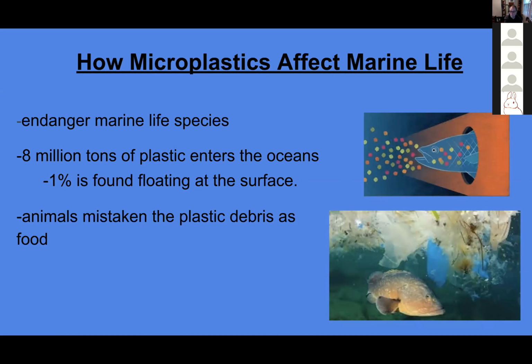According to a Woods Hole Oceanographic 2015 study, roughly 8 million tons of plastic enter the world's oceans each year, yet only 1% is found floating at the surface in visible form. Ocean currents and waves can pass the plastic across the world and affect all marine life globally. Fish can consume the microplastic, mistaking it for food, and will be highly affected as a result. Next slide.